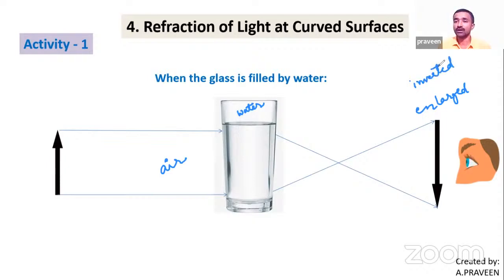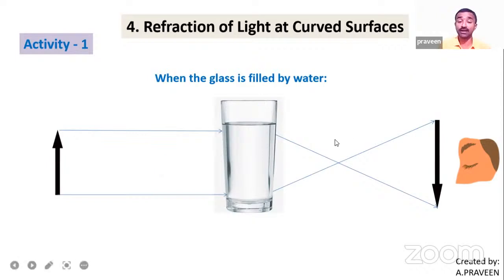So why are you receiving this image as inverted and enlarged? In the previous case, when the glass was empty, you noticed an erect and diminished image. So what may be the cause or reason? The secret behind this change is simple. The glass was empty, and then the glass was filled with water. So because of the presence of water in the transparent glass, it may have happened. So clearly we are trying to understand the phenomenon behind these changes.